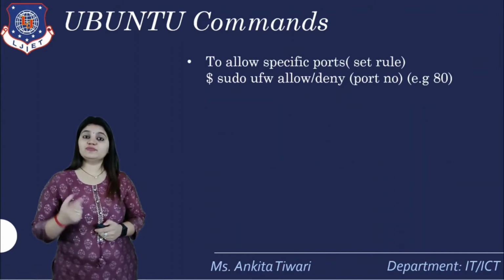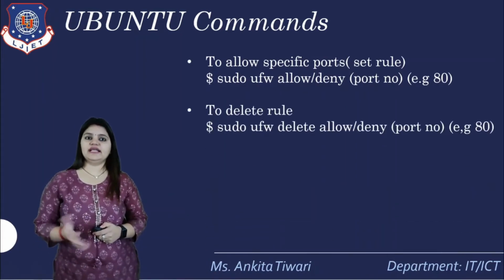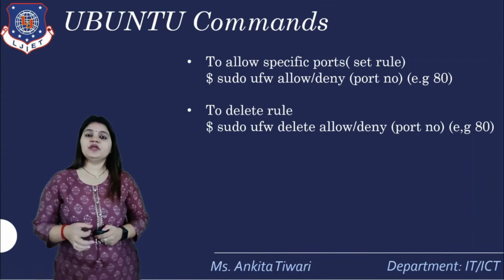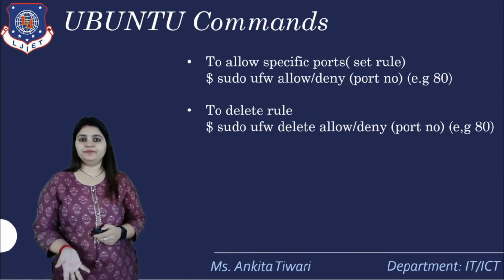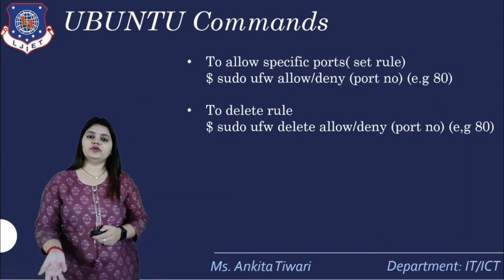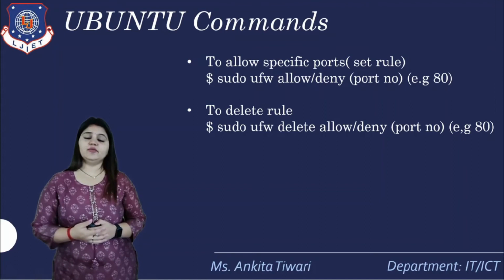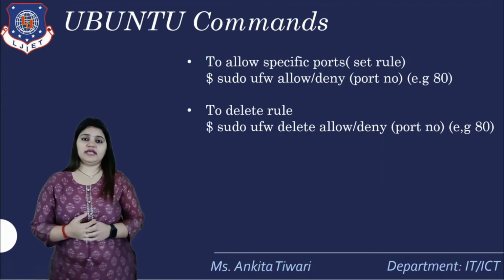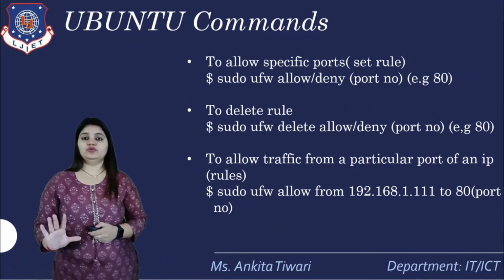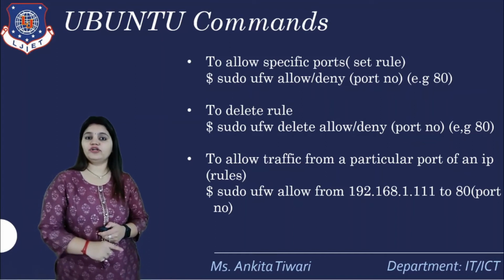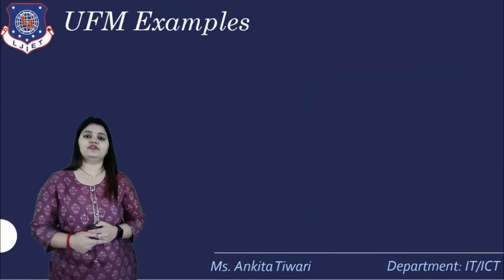Then to allow a specific port, ufw allow or deny that specific port number. Example, I've already given, that is 80 suppose. Then if you want to delete a rule, then ufw delete allow or deny and the port number, whatever you want to delete, so that port number you can apply. So these are the different commands you can write as command line arguments in order to have all this access. Then if you want to allow traffic from a particular port of an IP, then ufw allow from a particular IP address to a port number. I have given an example also.